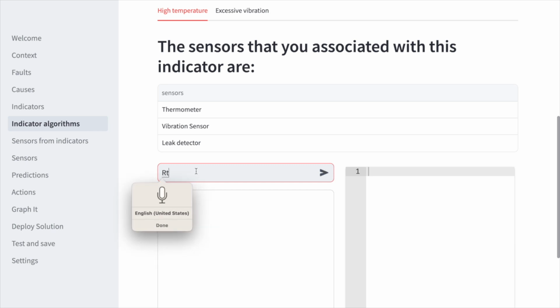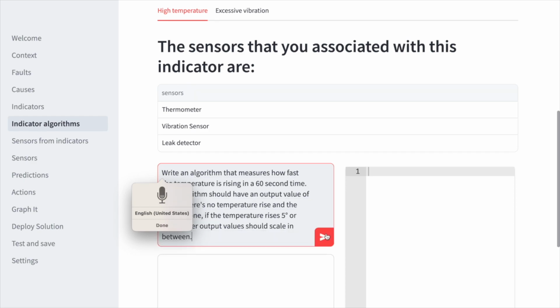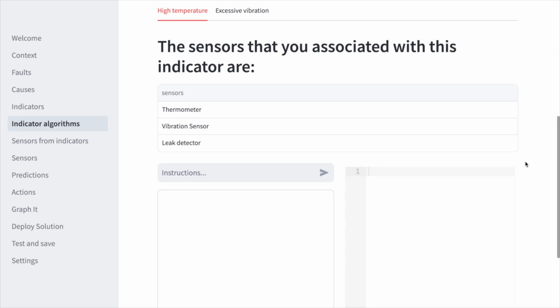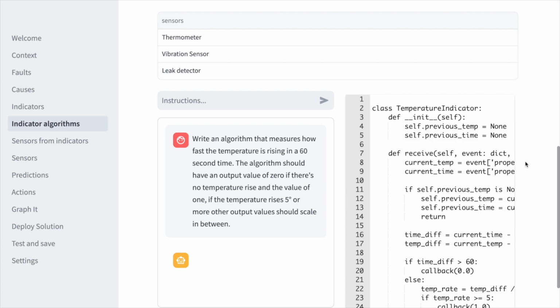Write an algorithm that measures how fast the temperature is rising in a 60-second time period. The algorithm should have an output value of 0 if there is no temperature rise, and a value of 1 if the temperature rise is 5 degrees or more. Other output values should scale in between. And now let's see the expert system write the code. And there you have it.